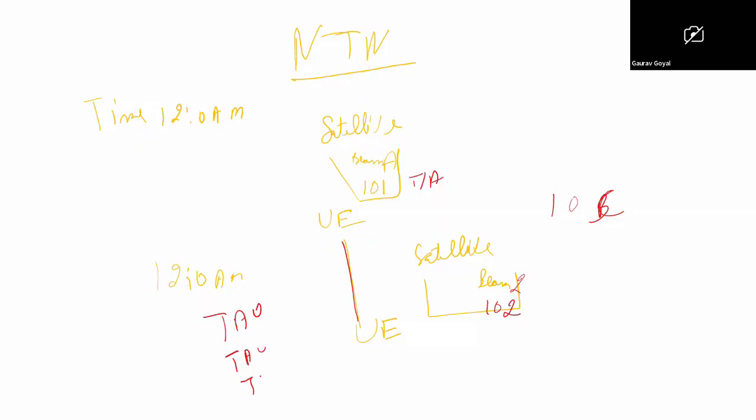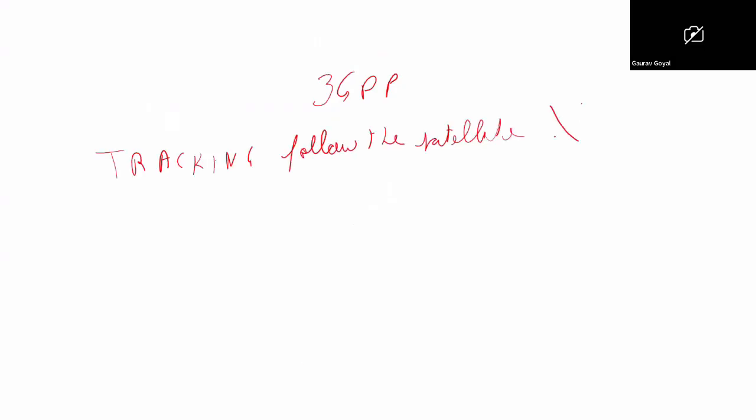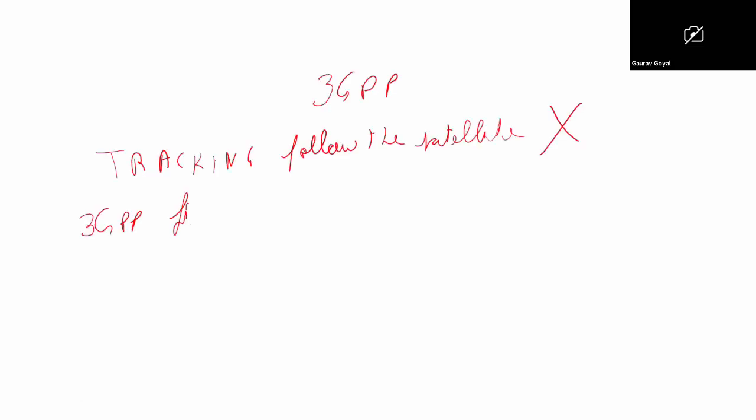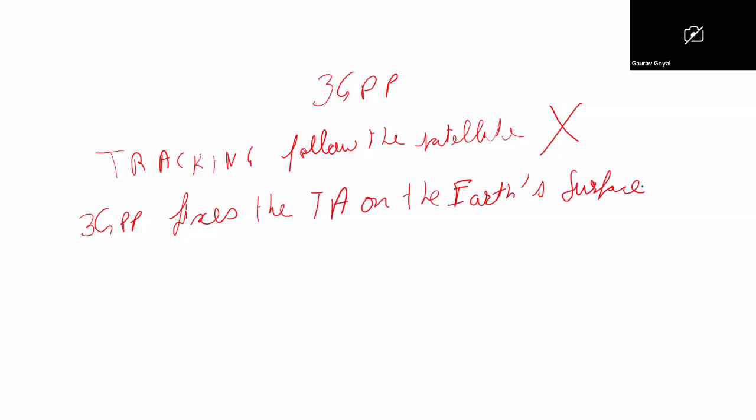So what's the solution for this? 3GPP has given a wonderful solution. Instead of making the tracking area follow the satellite, which is not done in the case of NTN, 3GPP fixes the tracking area on the Earth's surface, right?